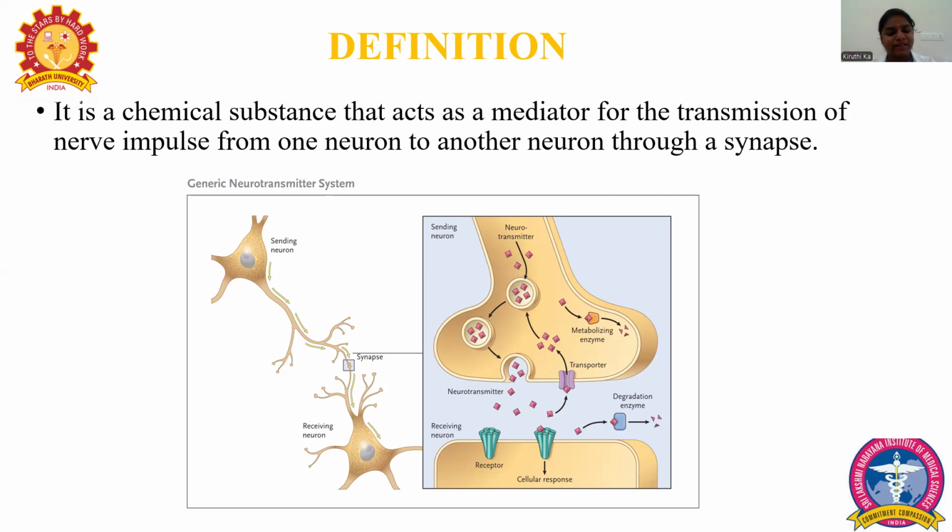Some of the chemicals secreted from neurons enter the blood and circulate as hormones. These chemicals are called neurohormones. For example, ADH, GnRH, and norepinephrine, etc.